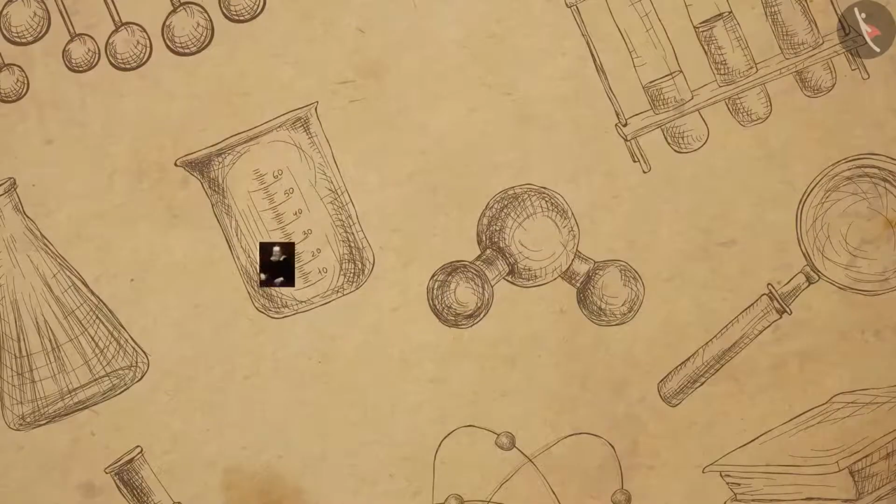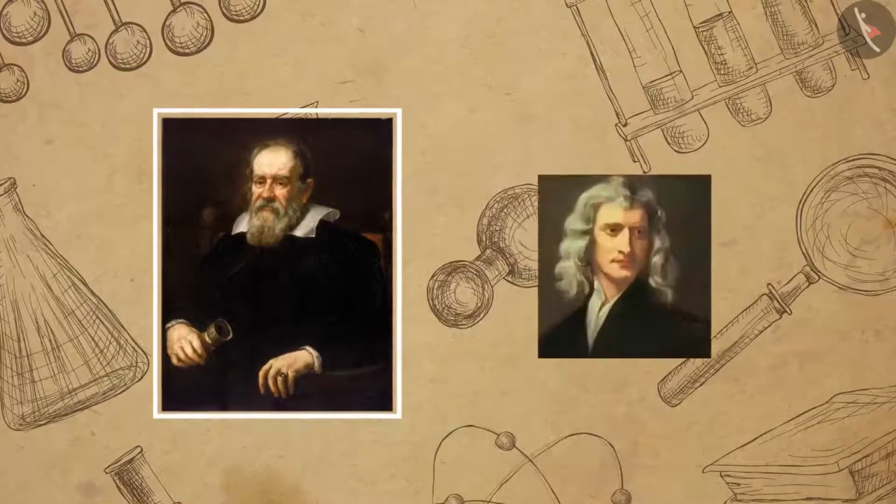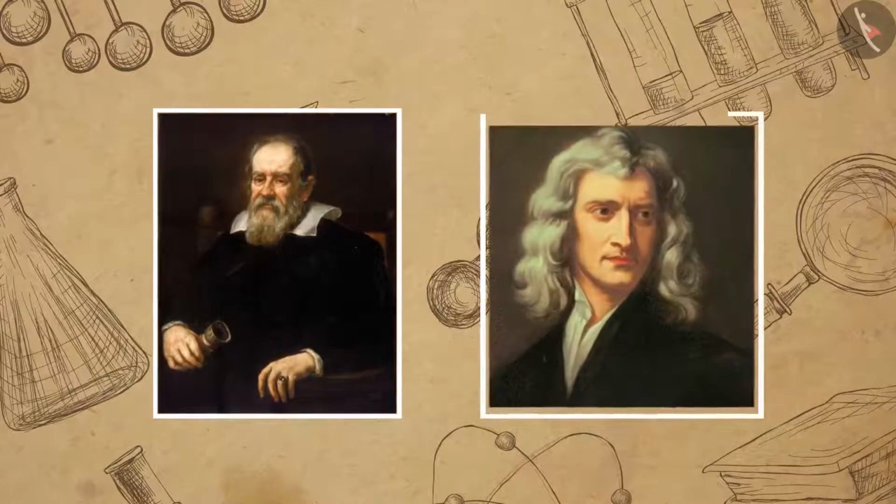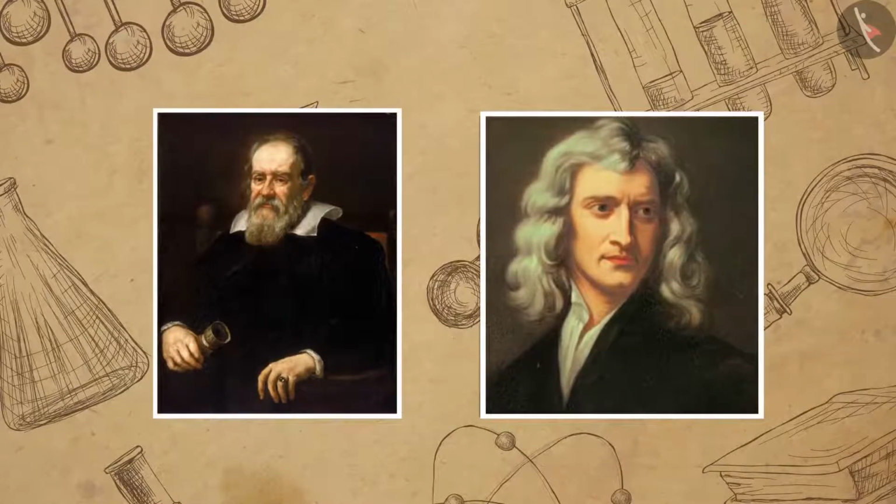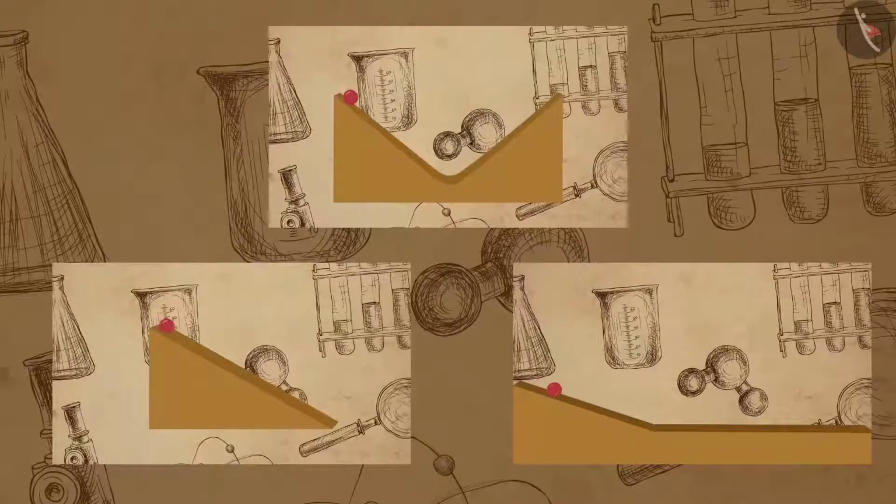Remember, we learnt in the last video that scientists like Galileo Galilei and Isaac Newton debunked the old ideas of motion and developed a completely new approach to understand it. To understand how the first law of motion came to be, let us first look at the experiments conducted by Galileo Galilei.